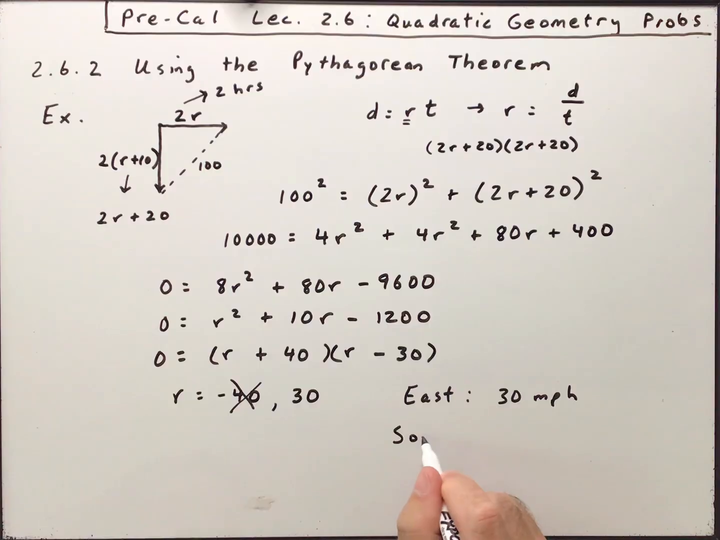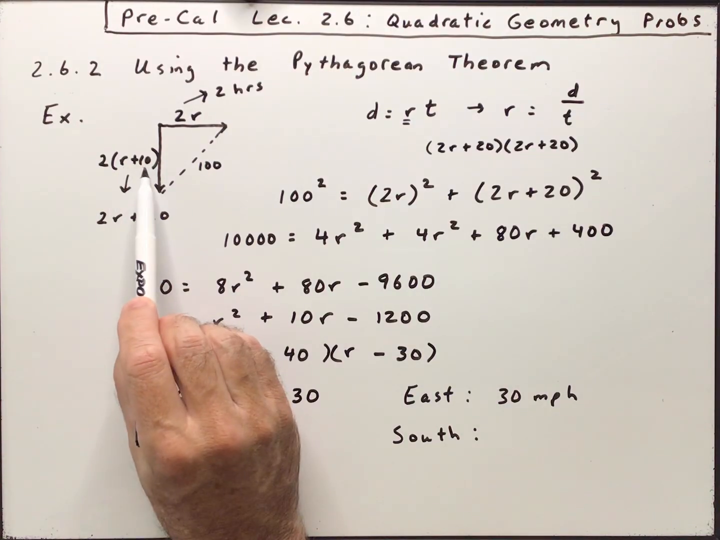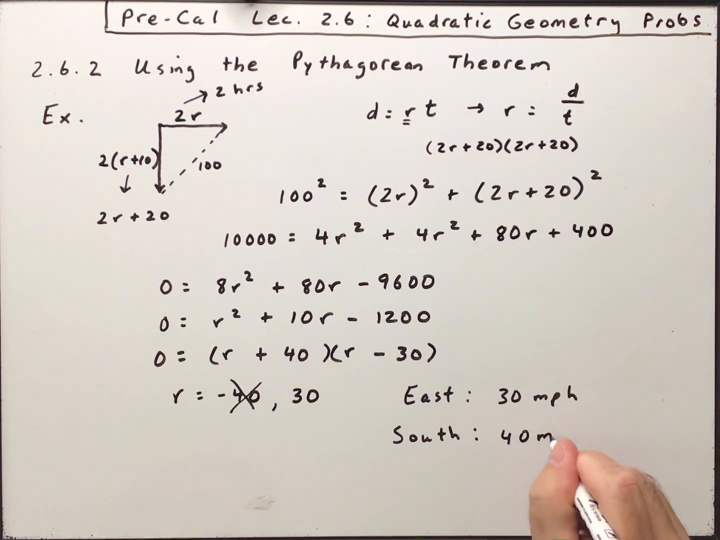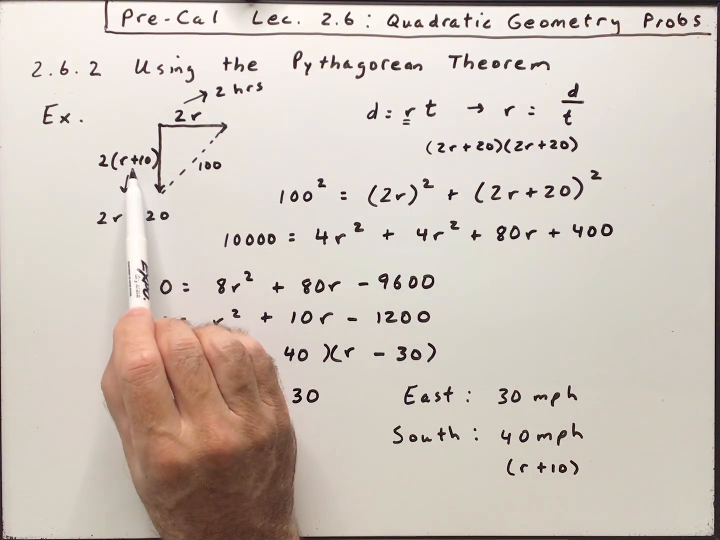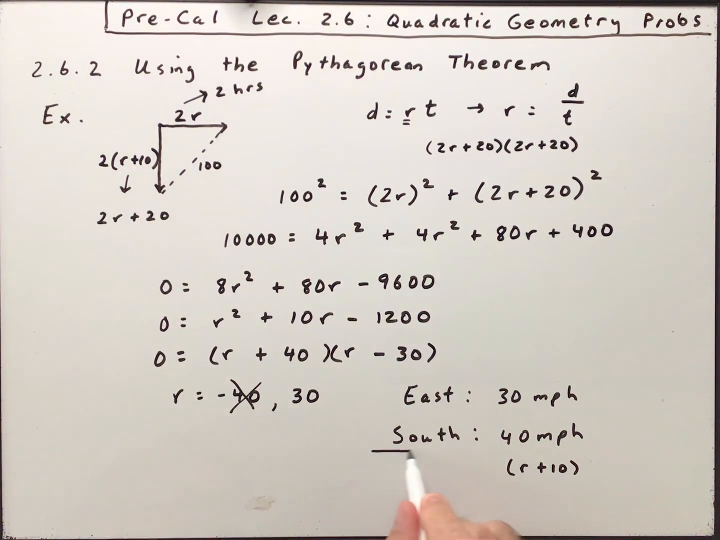How fast is the southbound car going? Well, the southbound car would be going r plus 10. 30 plus 10, so 40 miles an hour. All right, I just got that by doing r plus 10 because that was our initial condition. The southbound car was going the same as the eastbound car plus 10 miles an hour.